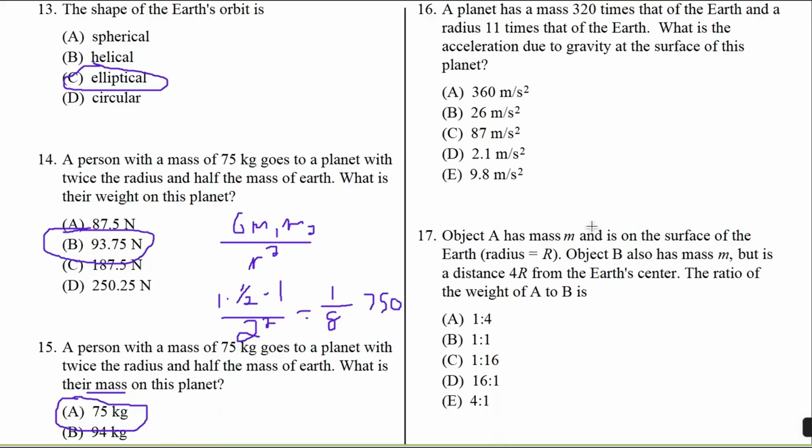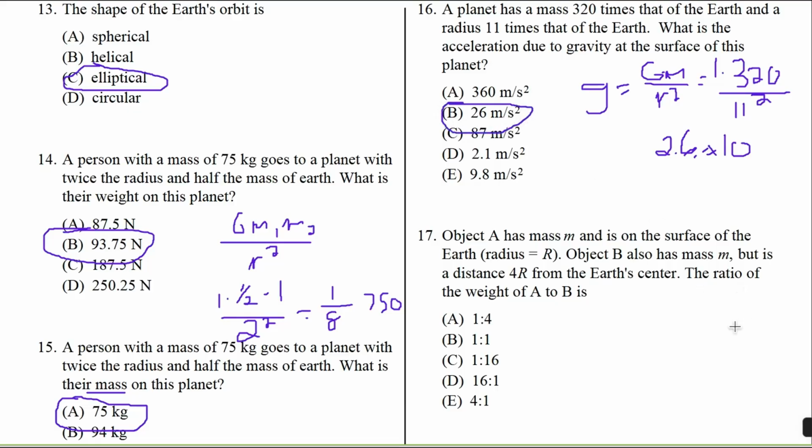Number 16, we want to know what the acceleration of gravity is on this planet. So we're using this alternate form of the equation, GM over r squared. The planet has 320 times the mass of Earth. The radius is going to be 11, so this is 11 squared. If we plug this all in, we end up getting an answer of 2.6. Now this is 2.6 times the acceleration of gravity, 2.6 times. So we end up getting 26 as our final acceleration.